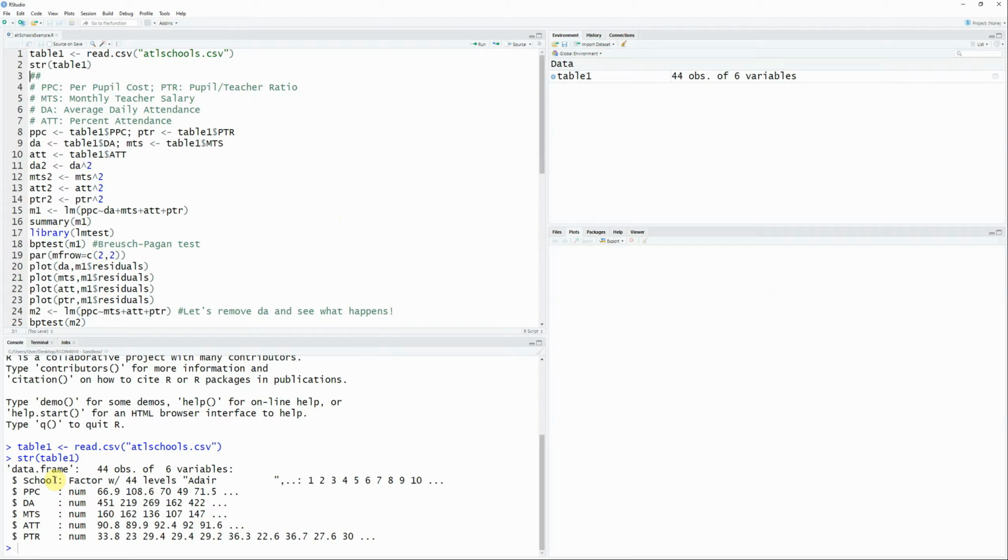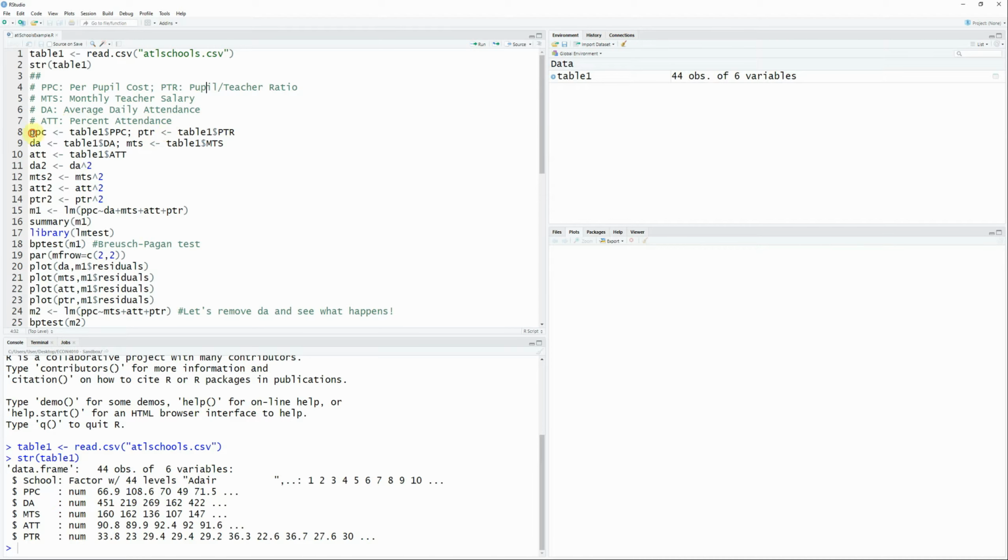We have 6 variables, and there are 44 observations. We have school name and these variables: PPC, DA, MTS, ATT, and PTI. So we have the definition of them here. PPC is per pupil cost, PTR, pupil to teacher ratio. So if for every 10 students I have 1 teacher, then that would be 10. MTS, monthly teacher salary, DA, average daily attendance, and ATT, percent attendance.